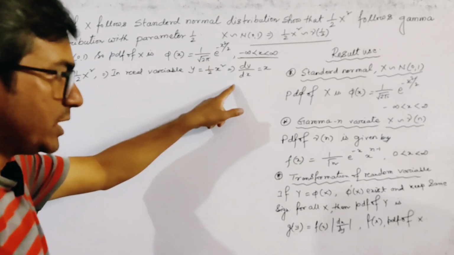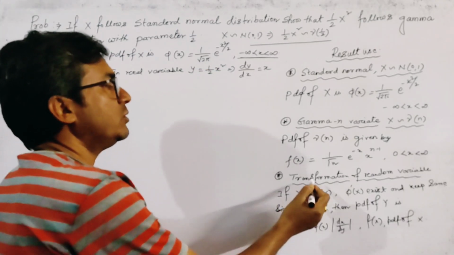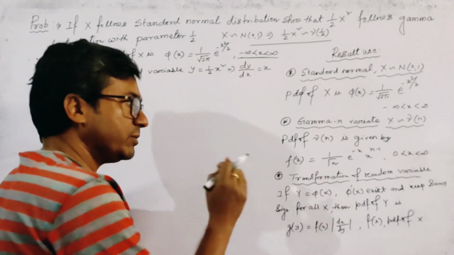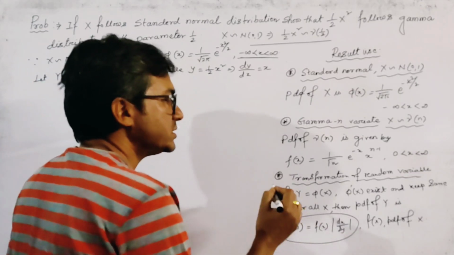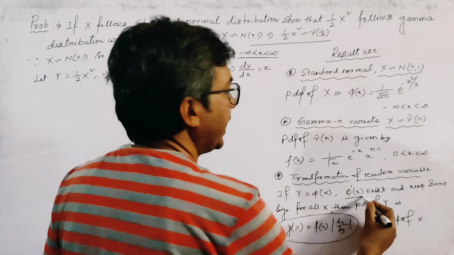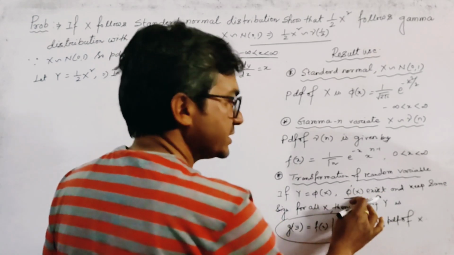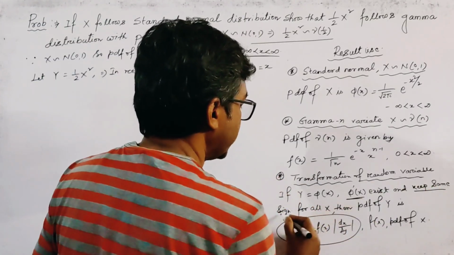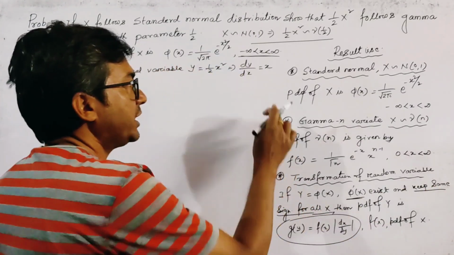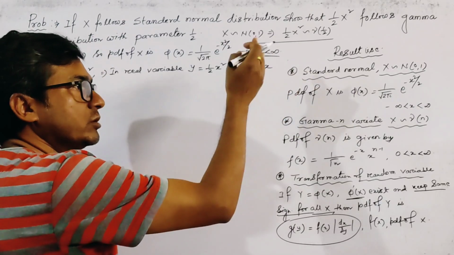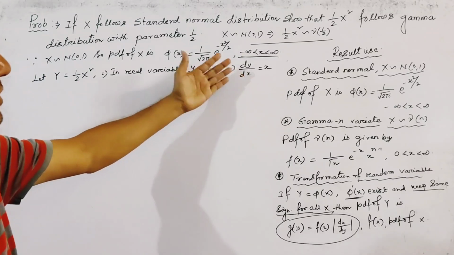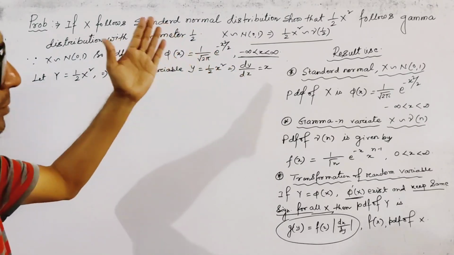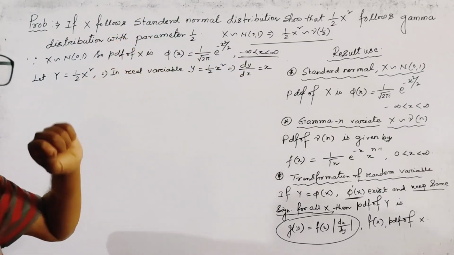Why can we not use it here? We already wrote down the transformation of random variable formula. But this formula is used only when phi dash x exists and gives the same sign for all x. But here x is positive or negative. So we try to find the PDF of y by another process.